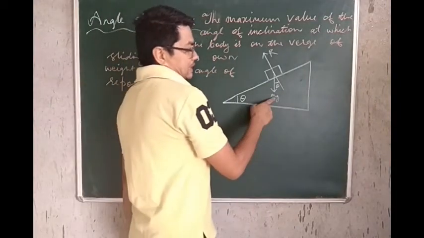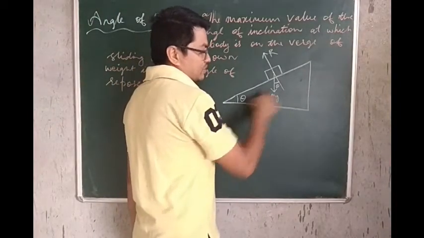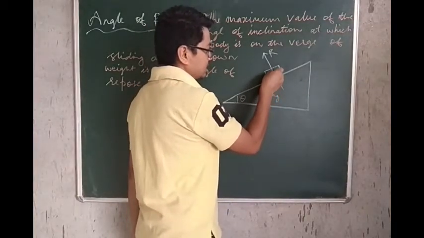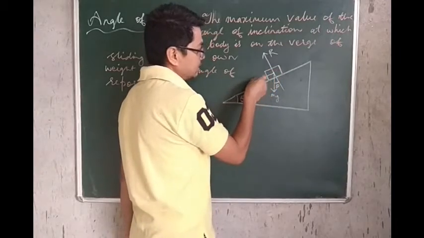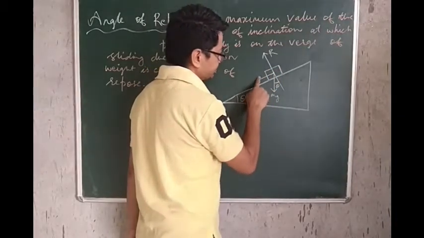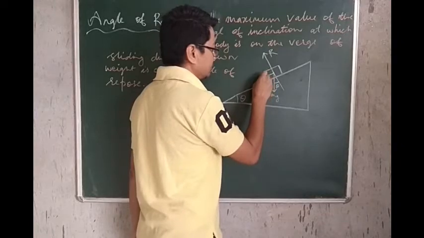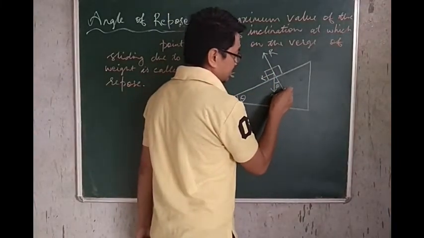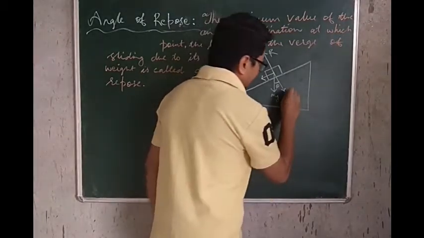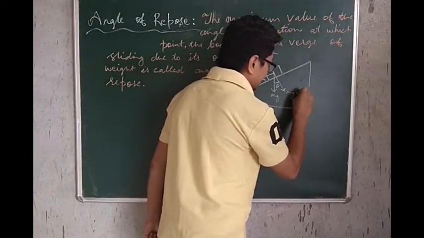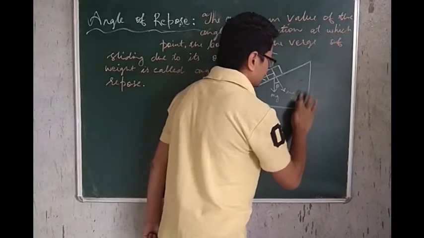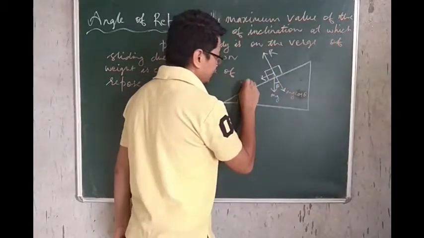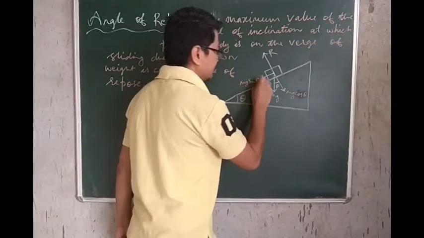So mg can be resolved into two mutually perpendicular components, one along this direction and the other along this direction. If this value is theta, this one will be mg cos theta, and this one will be mg sin theta.